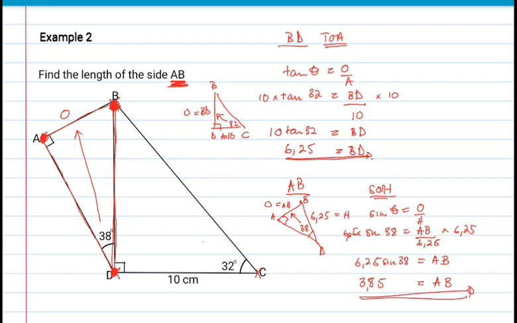So remember, the first thing is you take note of what you want to find. It's AB. Then for you to find AB, you locate a triangle which helps you to find AB. Then after that, you see if there are any missing values. If there are missing values like this, you try to find how you can calculate the missing value using the other triangle.